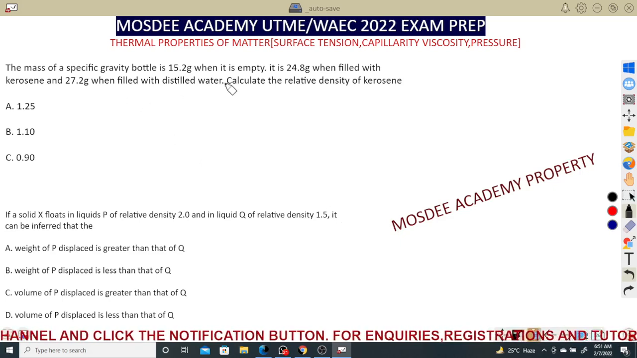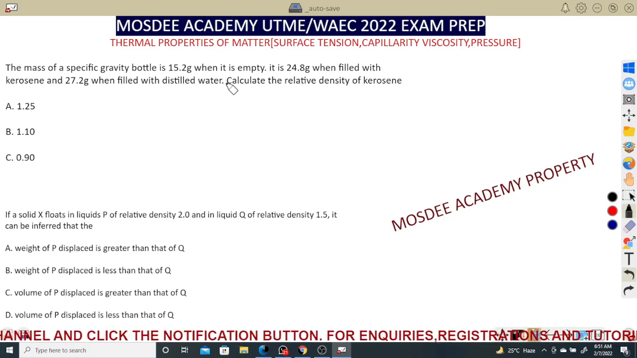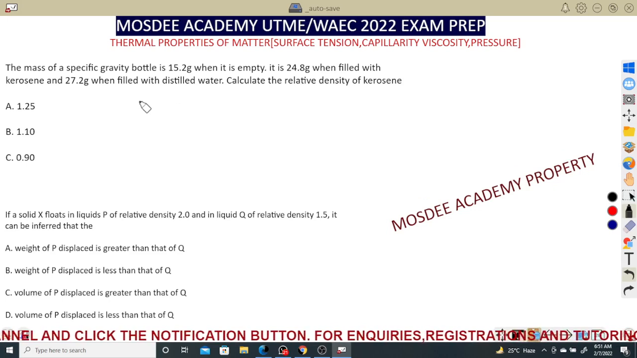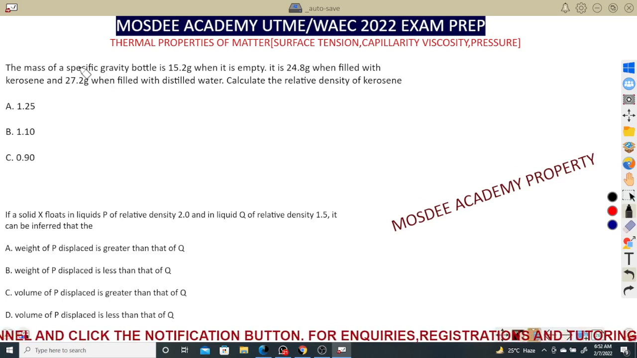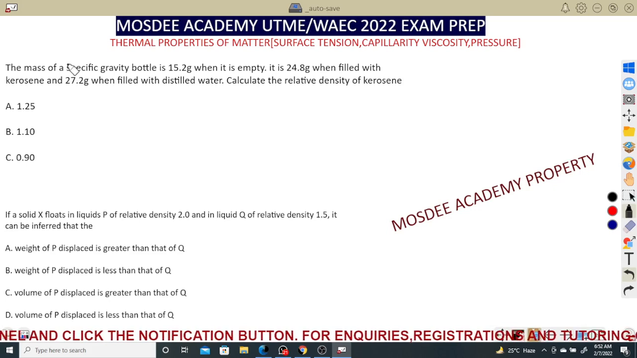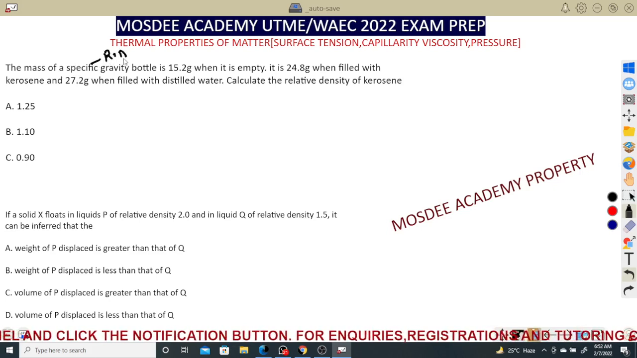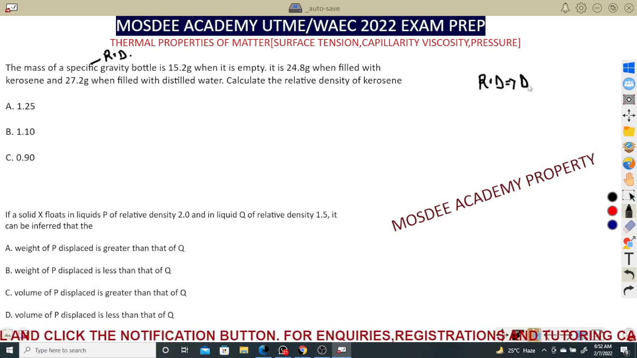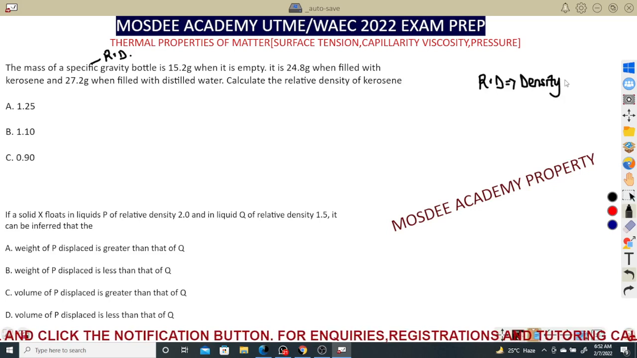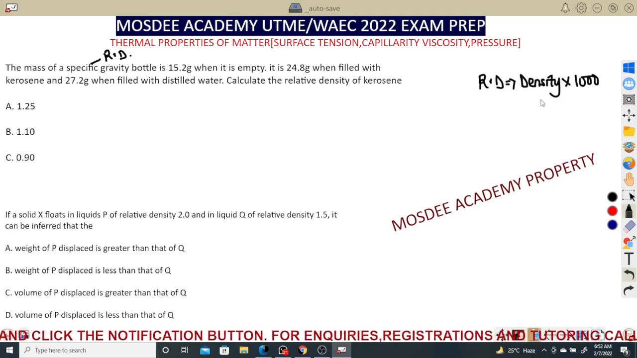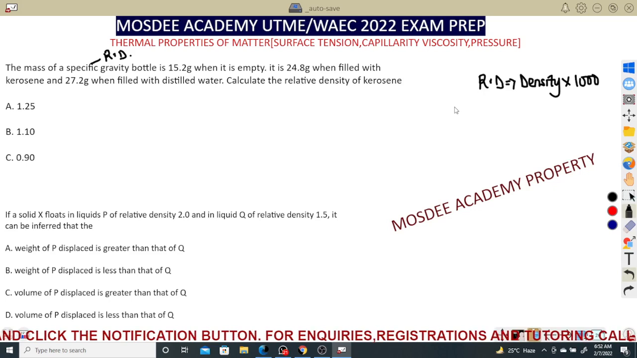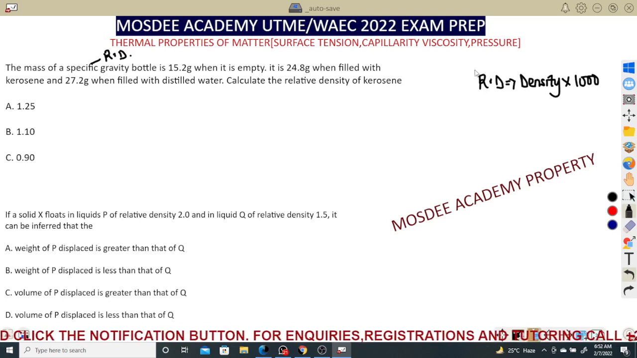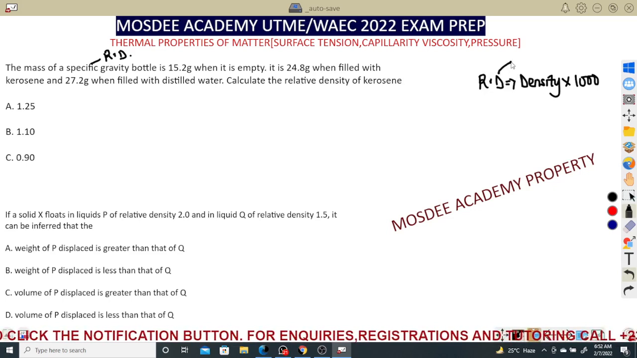Now, about question 9, still on properties of matter, I think now we are on density and relative density. Please let it be known that specific gravity is also called relative density. From the concept video, you can watch fluids at rest: relative density equals density times 1, or density divided by 1000. And note that specific gravity is a dimensionless quantity. Relative density has no unit.